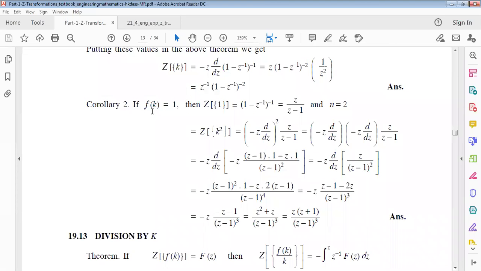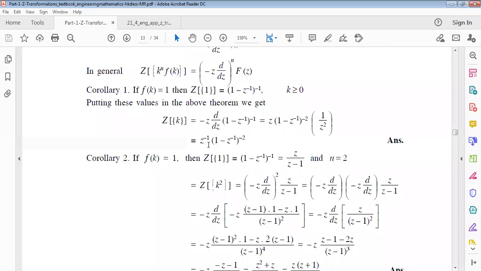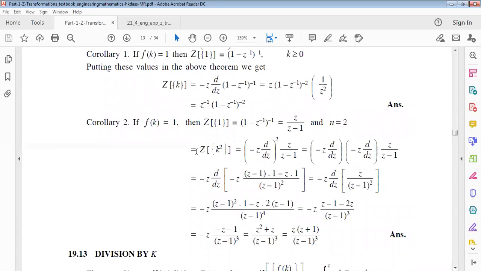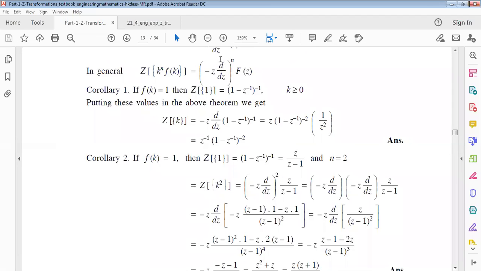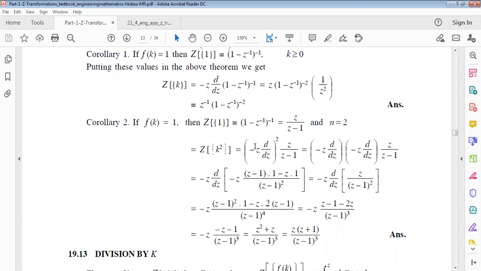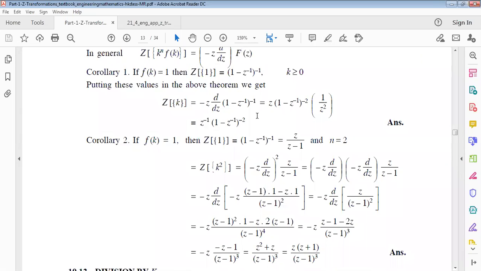Now for the second corollary, if f of k equals 1, then the transformation of 1 can be written as this, which equals z by z minus 1, by using example 12 from the previous lecture. If we substitute n equals 2, then k square, substituting in the theorem, the z transformation of k square can be written with order 2. Minus z d/dz to the power n, where n is 2, applied to the transformation of f of z. So by using the theorem we get this term for n equals 2.